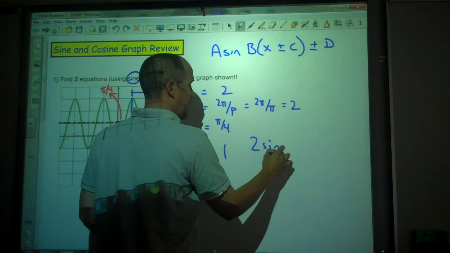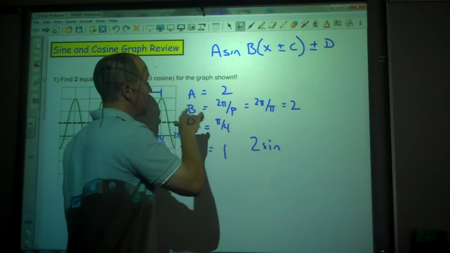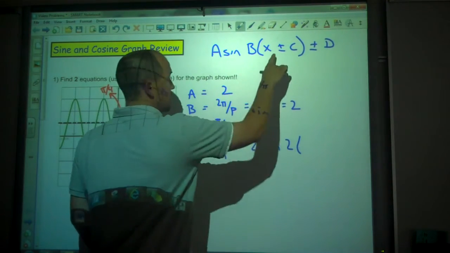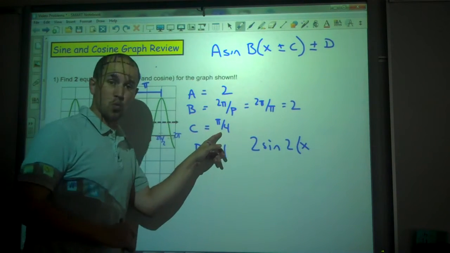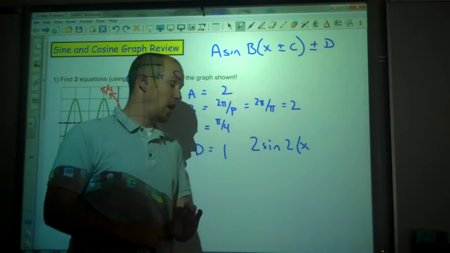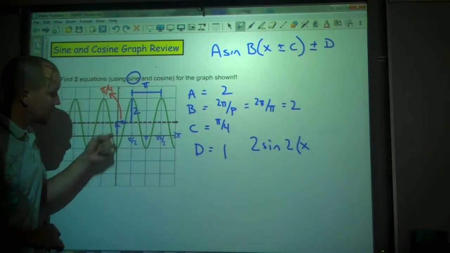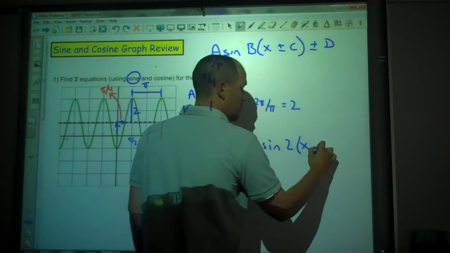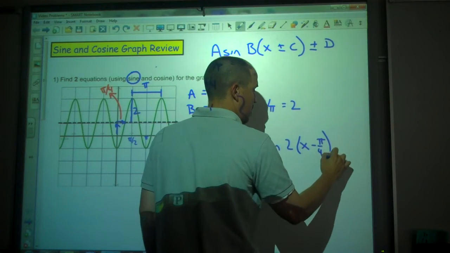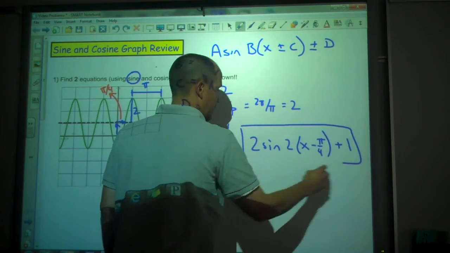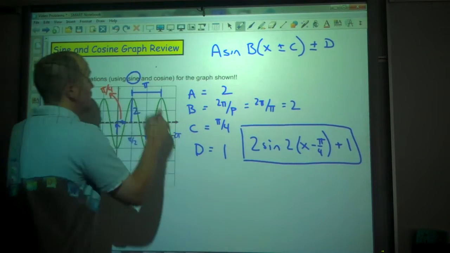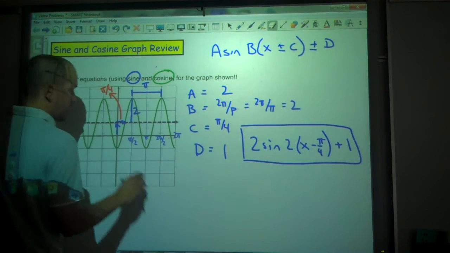There we go. And from that we can write our first equation. So 2 sine, we're using sine. B is 2. X is, let's see, we're going to the right pi over 4. So minus pi over 4. And then up 1. This is one equation for this graph. Let's find another one using cosine.